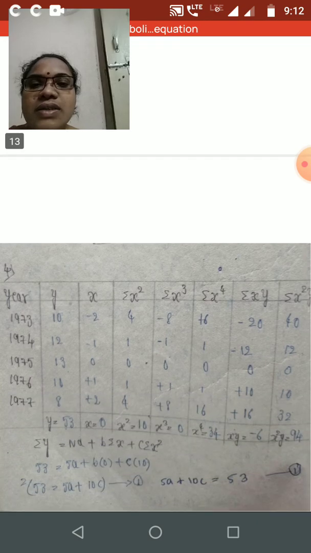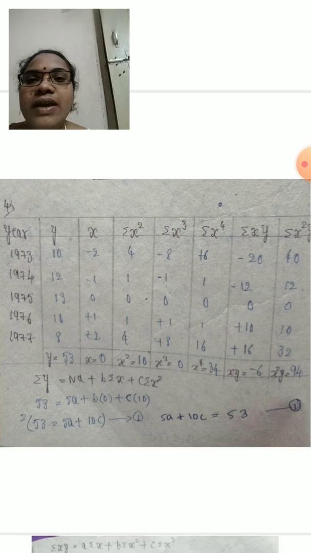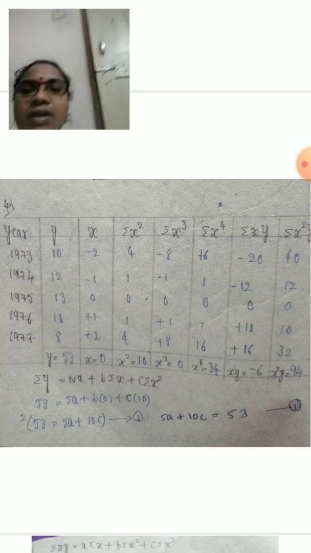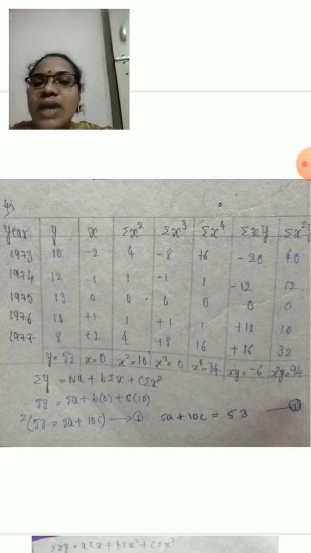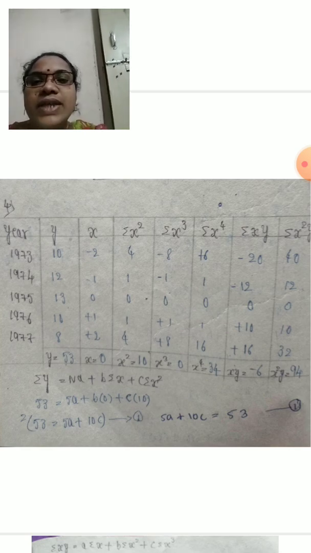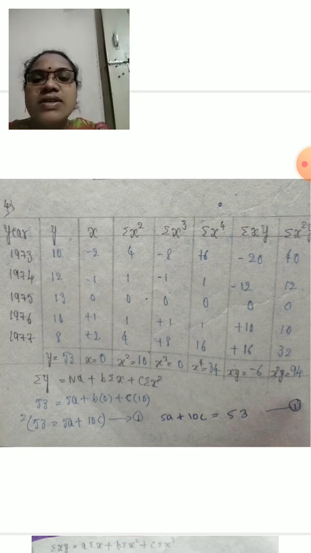Now let us discuss this. Here an odd number of years is given: 1973, 1974, 1975, 1976, 1977. Next, y equals 10, 12, 13, 10, 8. The total of y is 53. X equals, since an odd number of years is given, -2, -1, 0, 1, 2. The total of sigma x is 0.